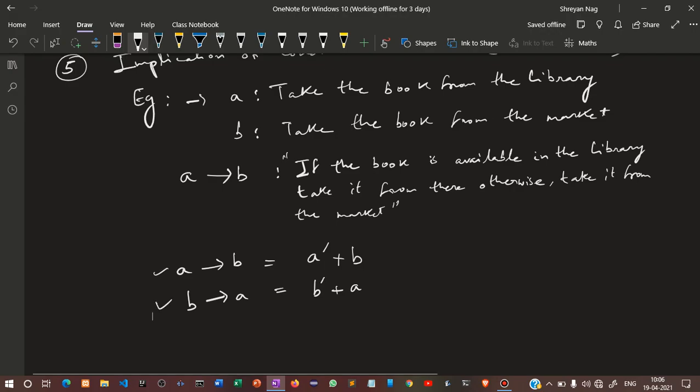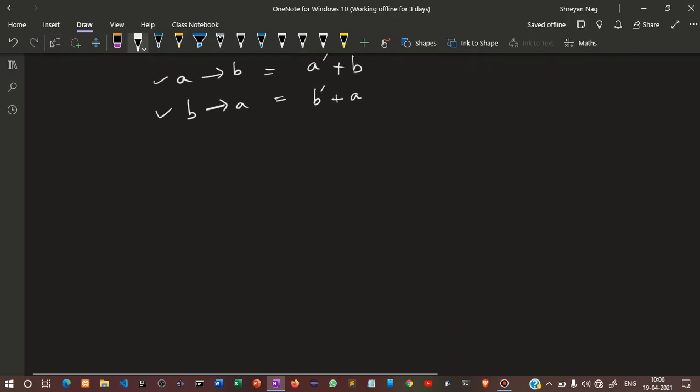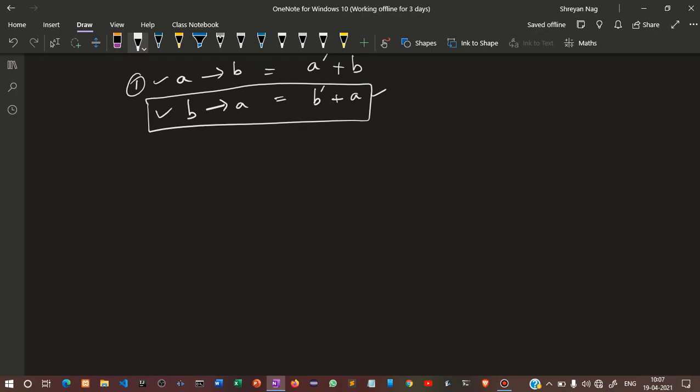So let us write in the form of truth table. Here we have two conditions. So we will do this first one. Try this at home and post it in the comment box if you are able to do this. Do this truth table and comment in the comment box. Okay, so I am doing this part. Let us draw the truth table.